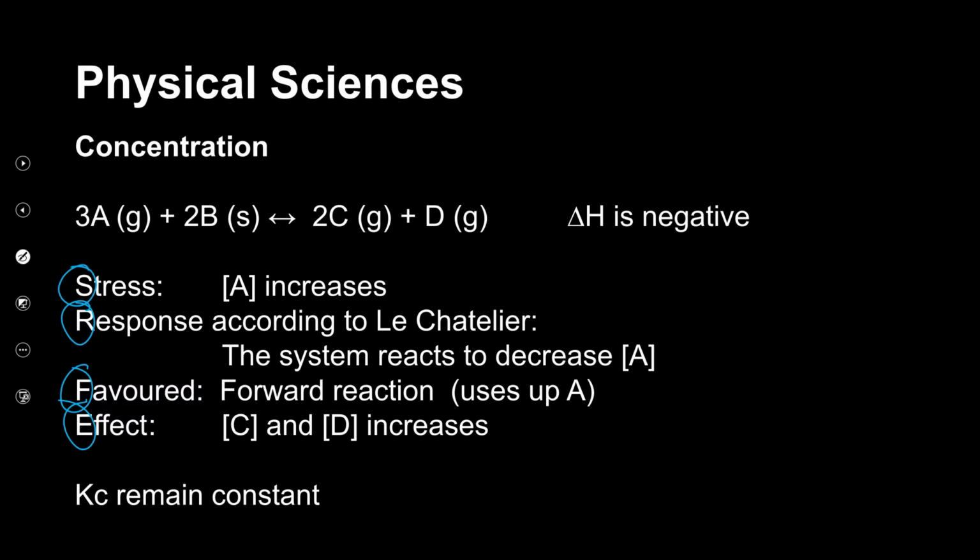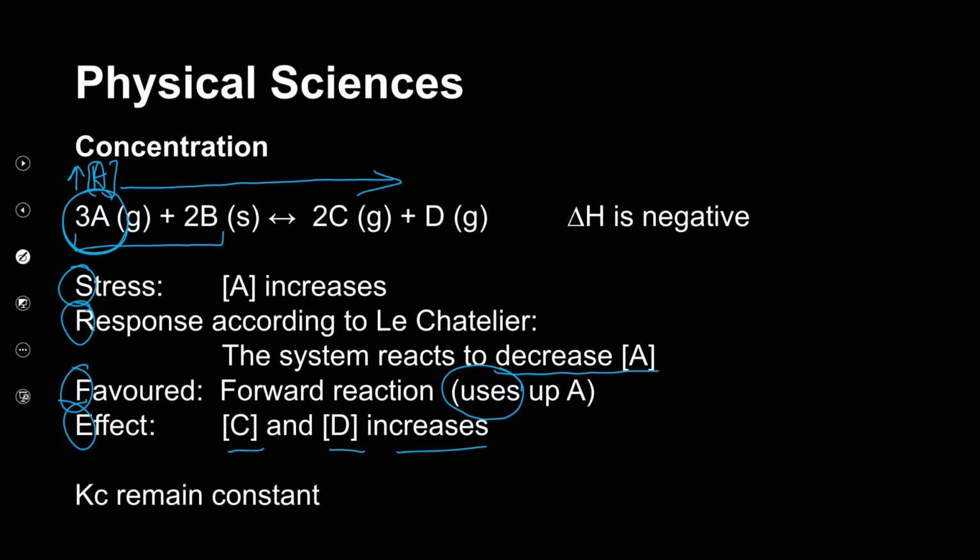So, what is the stress? The stress for this system is an increase in the concentration of A, and according to Le Chatelier, the system reacts to decrease the concentration of A. For the system to do that, it needs to use up A, and to use up A, it must use A to make more of C and D. What you need to realize is you need both A and B to make C and D. So the effect is we're going to favor the forward reaction, because it's by favoring the forward reaction that we can get rid of this high concentration of A. A will be used to make more of C and D, so the effect will be that the concentration of D and C will increase. This is the effect after equilibrium.